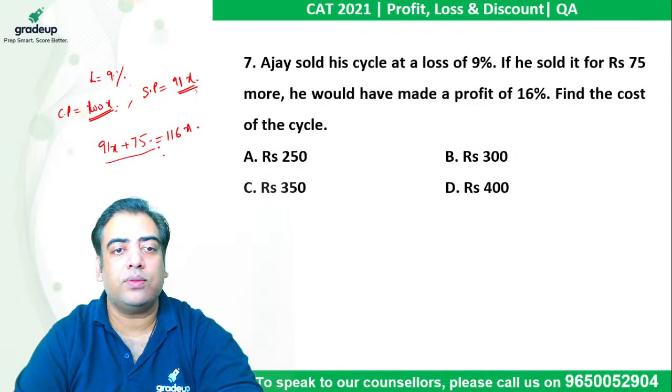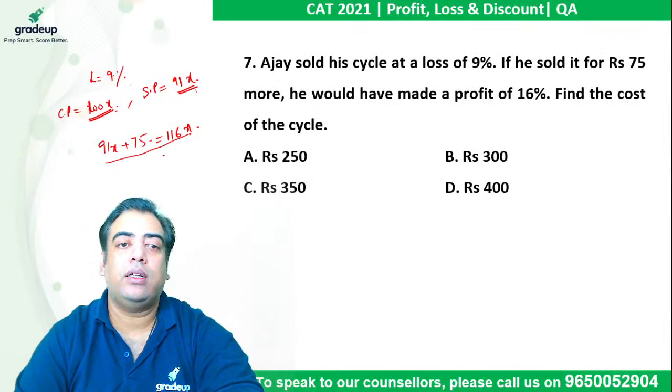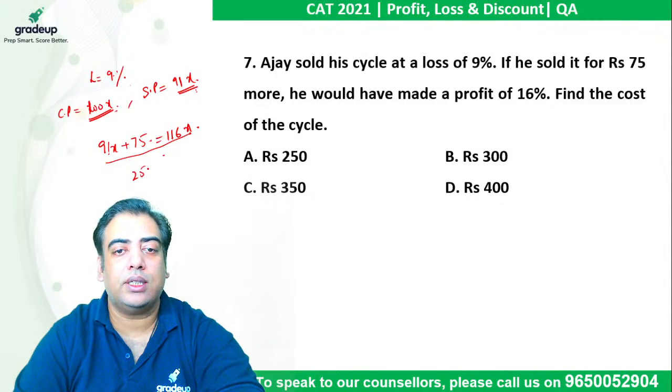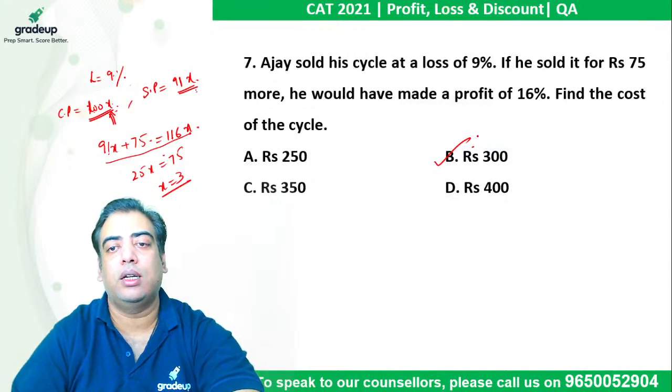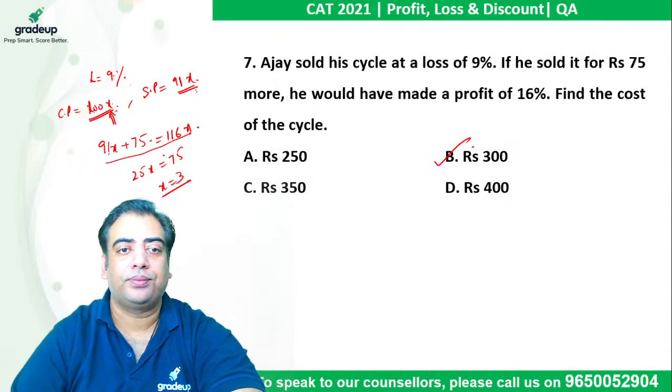So this equation will enable me to find the value of x. So 116 minus 91 comes out to be 25x, which is 75. So x comes out to be 3. So if x is 3, the cost of the cycle comes out to be 100 times 3, which is rupee 300, hence option B.